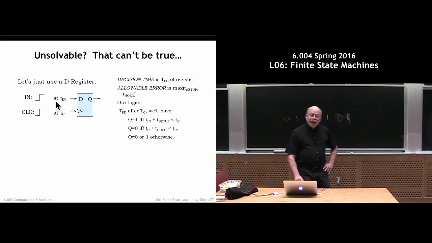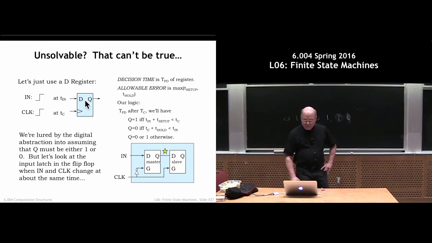The don't care case that I was hinting at is what happens when in changes so as to violate the dynamic discipline of the register. We violate the setup and hold times. We're lured by the digital abstraction to assume that the star signal here, the one after the master latch, will always be digital. And that's where we're wrong.